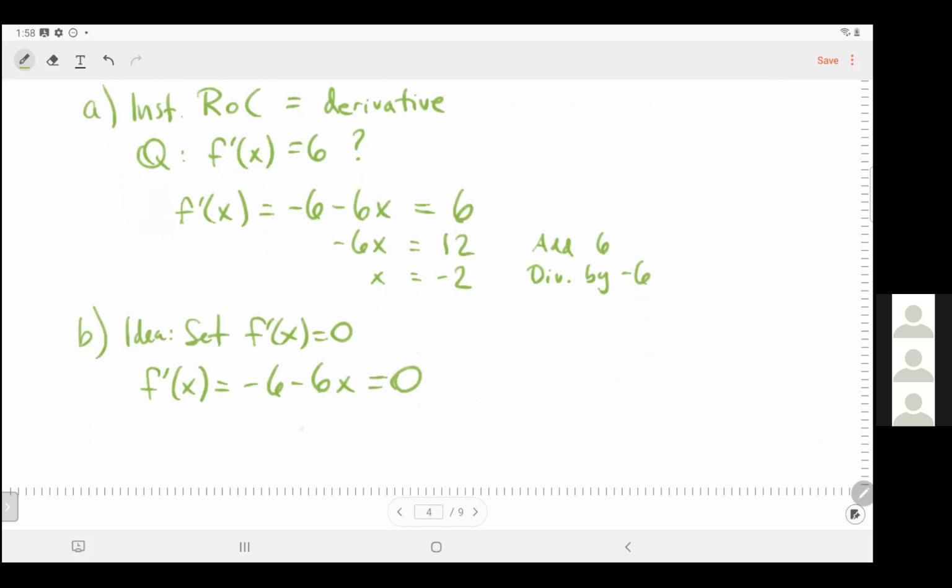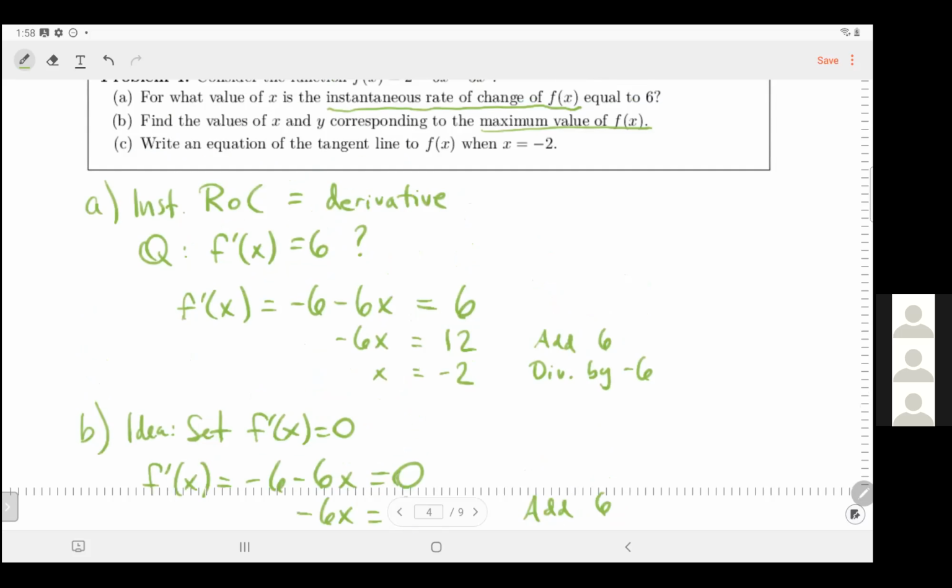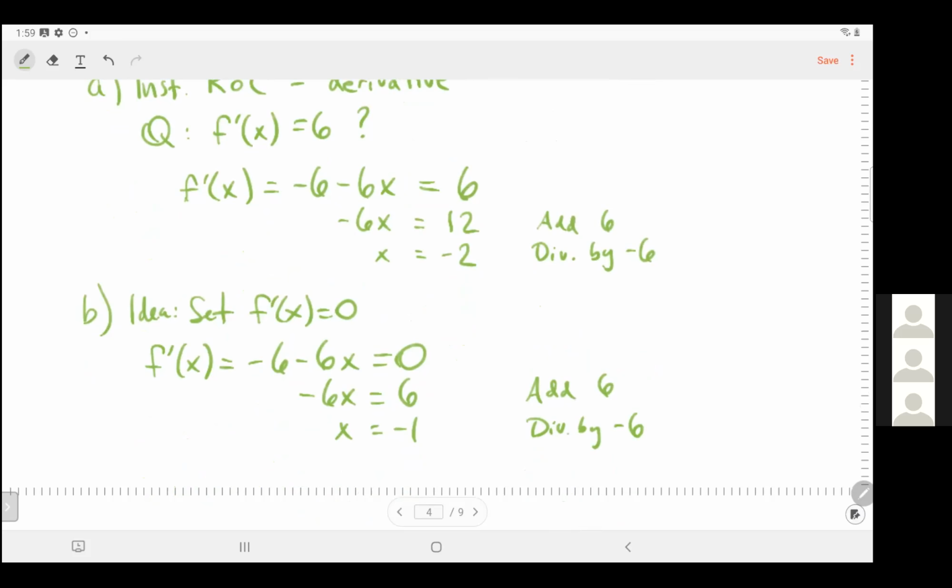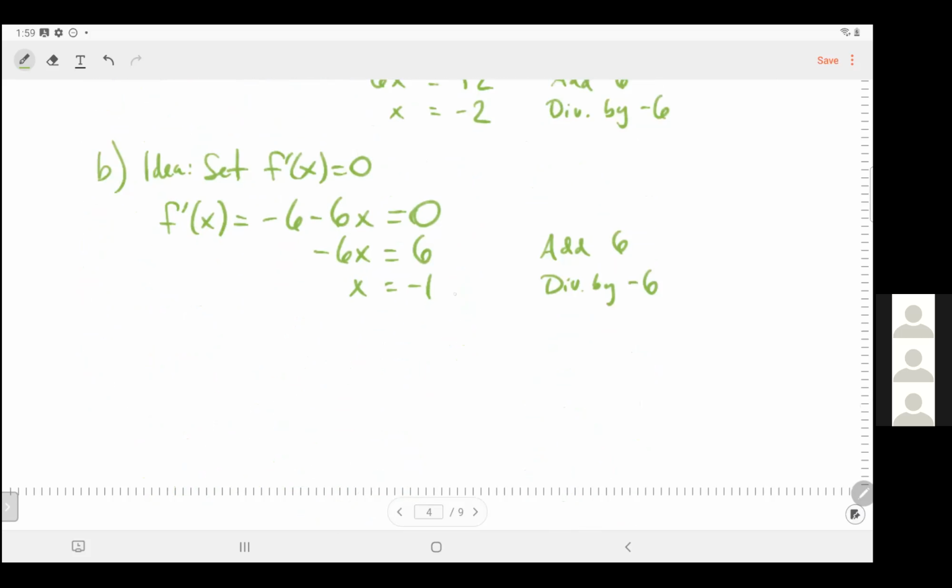And again, just a bit of algebra. I'll get negative 6x equals 6. X equals negative 1. So that's from adding 6, and again, dividing by negative 6. Cool. It also asked for the y value.